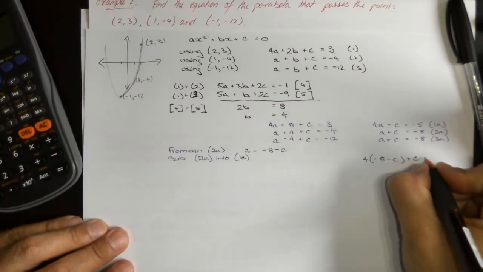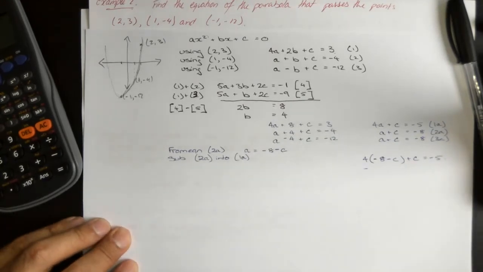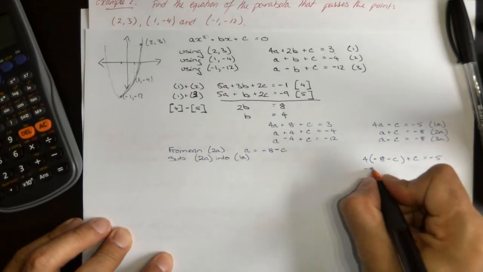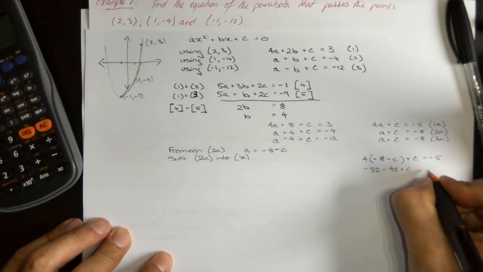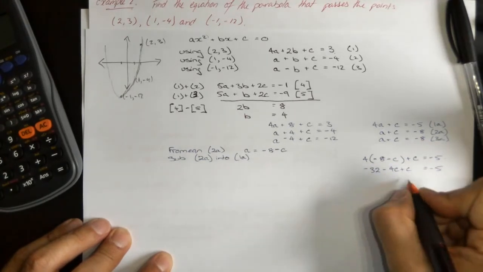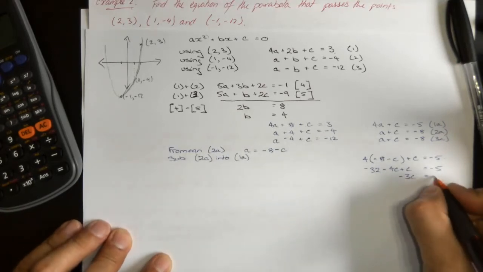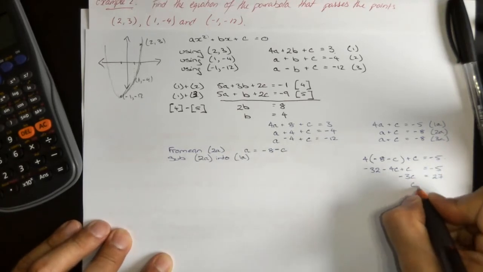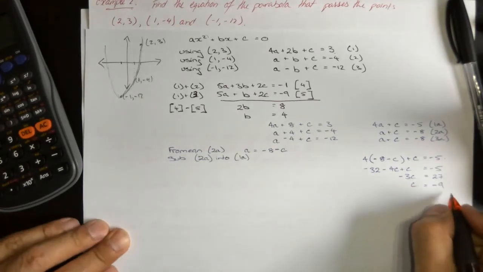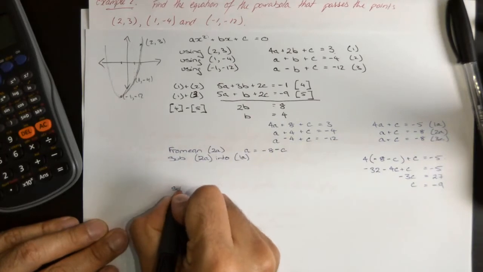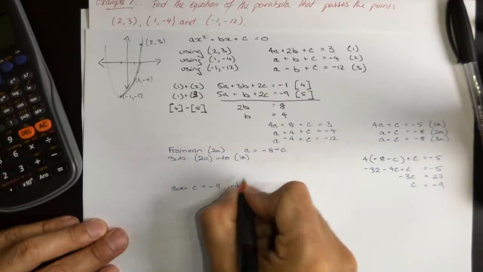So every time I see a, I'm going to replace it with negative 8 minus c. That's plus c, and we've got negative 5. So 4 times negative 8 becomes negative 32, minus 4c plus c equals negative 5. This is negative 3c. Bring over the 32, it should be 27. So c equals negative 9. Okay. And now what I'm going to do is sub c equals negative 9 back into this 2a.